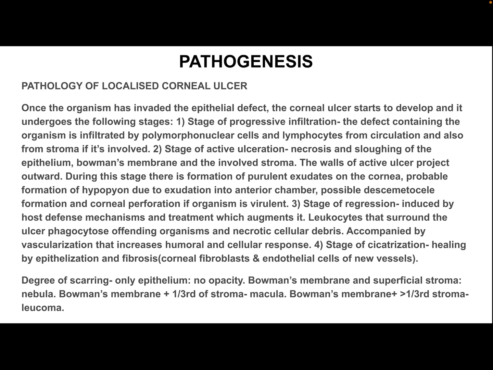Then the stage of active ulceration. This is characterized by necrosis and sloughing of the epithelium, the Bowman's membrane and the involved stroma. And the walls of the active ulcer will project outward. This is due to imbibition of fluid by the stroma. So stroma gets edematous and it pushes the walls of the ulcer forward. During this stage, there is also the formation of purulent exudates inside the cornea, and it is possible that in this stage there is formation of hypopyon, descemetocele, and there can be corneal perforation.